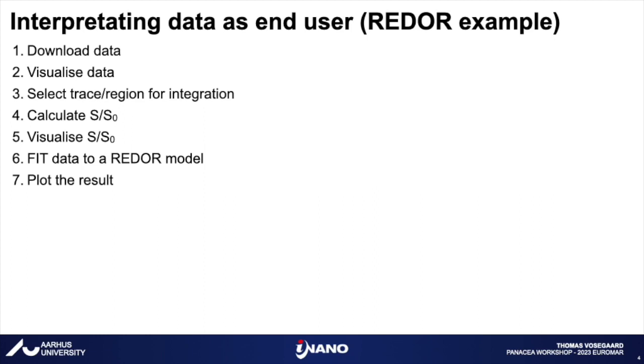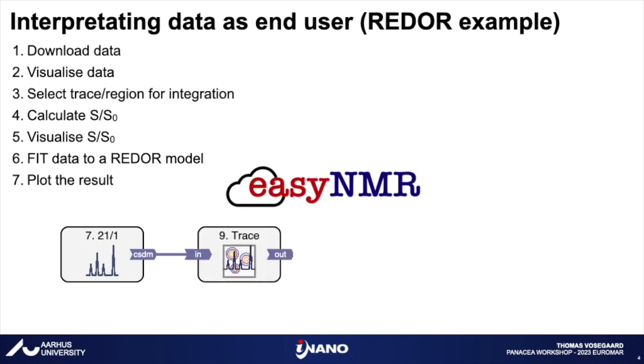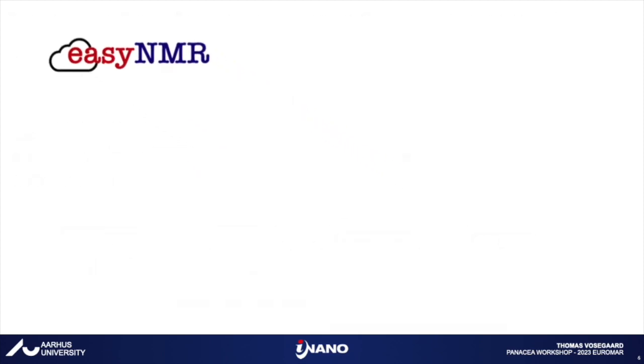You may not have thought about it as such, but in EasyNMR, you actually define these workflows. So we start out having the data, stored in the core scientific data model, hence the CSDM here. You forward the data into a trace object where you do the integration and calculate S over S0. You submit that to a data model and you plot the data. So that's basically how you do it in EasyNMR. We work on these graphical workflows.